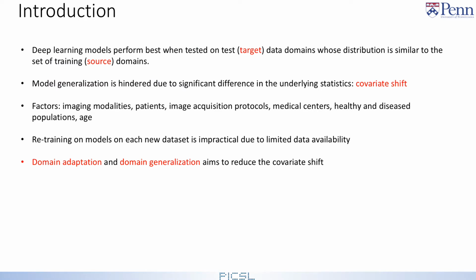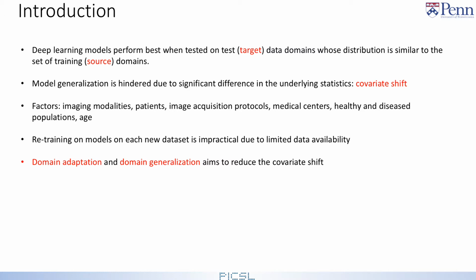Deep learning models perform best when tested on data domains whose distribution is similar to the set of training domains. However, model generalization can be hindered when there is a significant difference in the underlying statistics between the target and source domains, known as covariate shift. Several factors such as differences in imaging modalities, patients' imaging acquisition protocols, medical centers, healthy and diseased populations, and age contribute to a deep model's lack of generalizability.